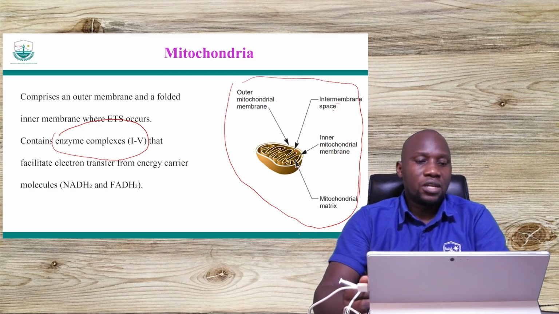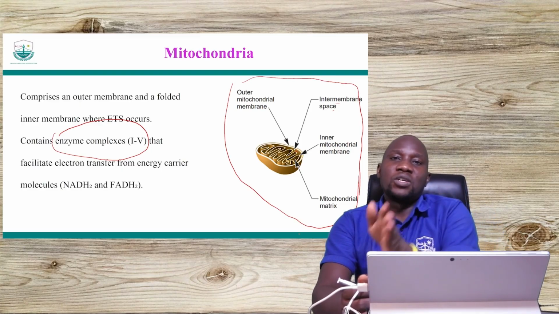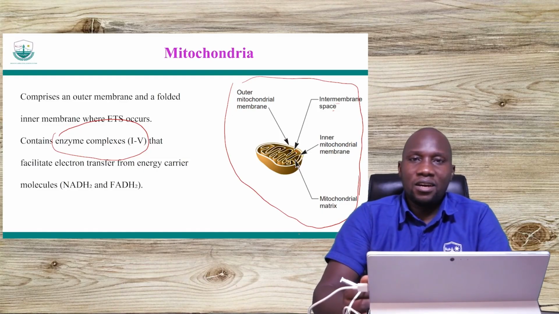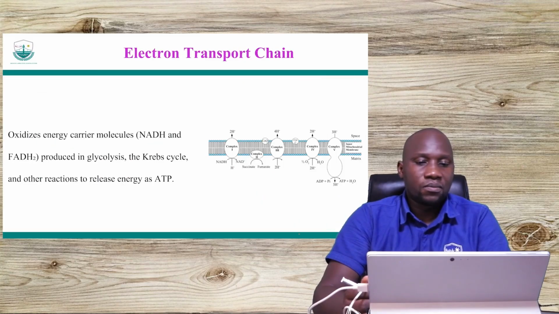Of course, they receive electrons and then they move these electrons from one carrier to the other. And the carriers that we are talking about here are these complexes. That's all. That's what happens. Okay.